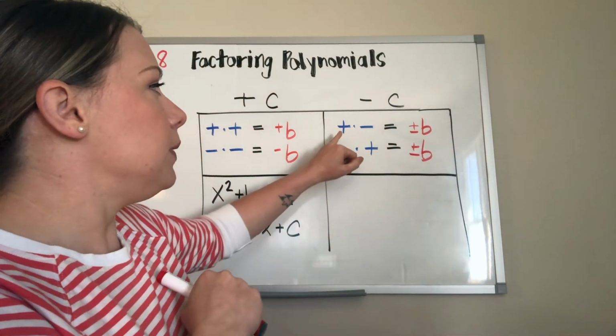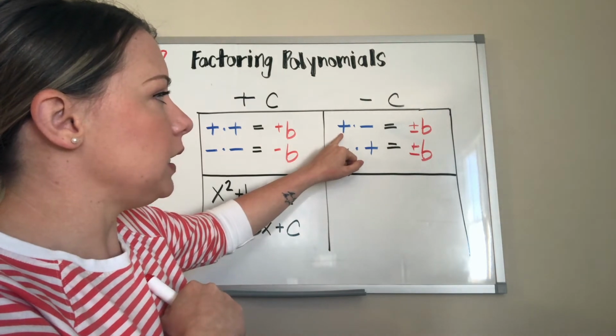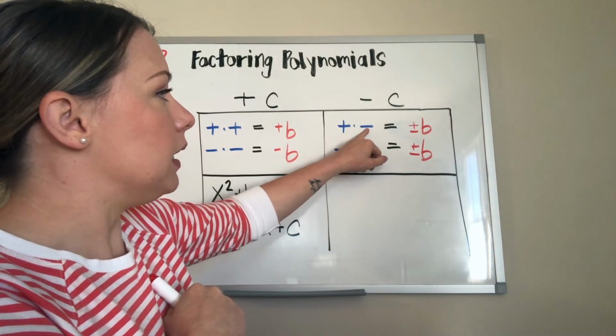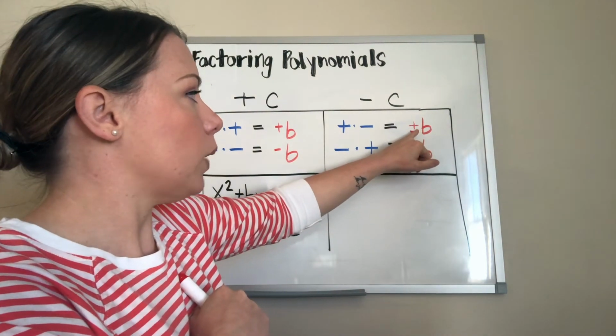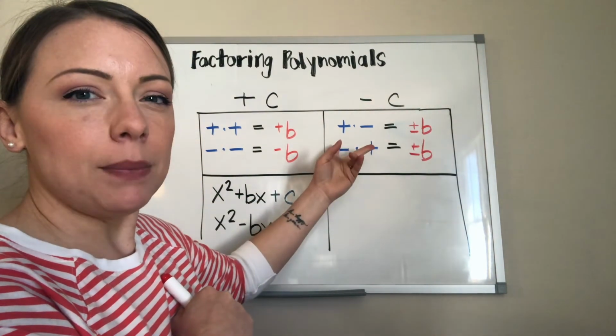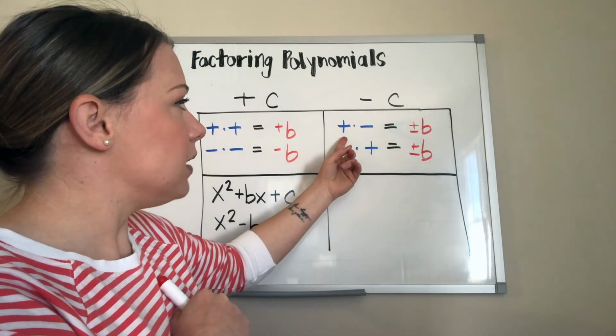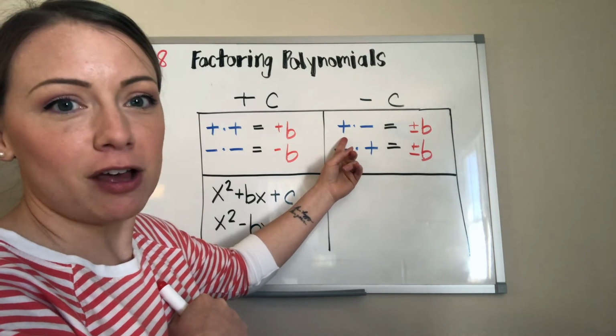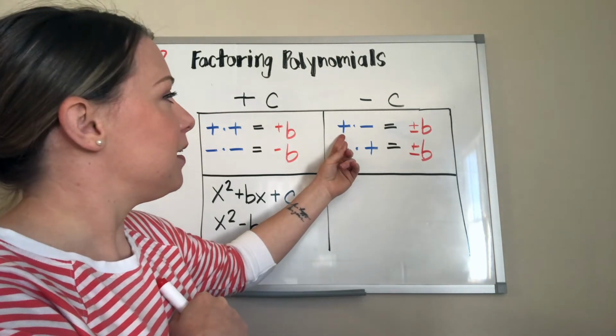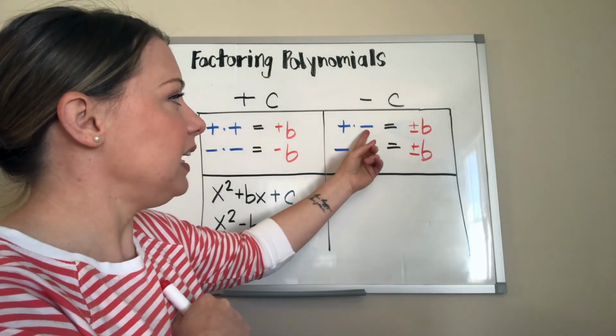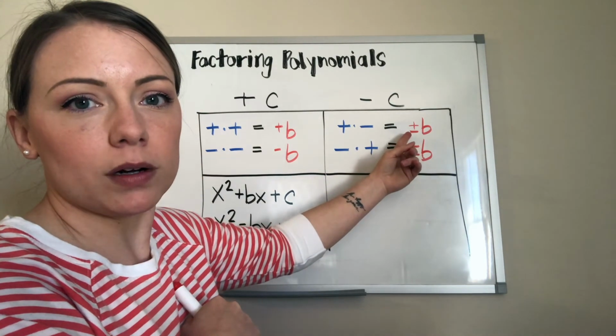So if it happened to be, let's say, a positive 14 and then a negative 10, we know that it would be positive 4. But if that was opposite and I had a positive 10 and a negative 14, this would be negative 4.